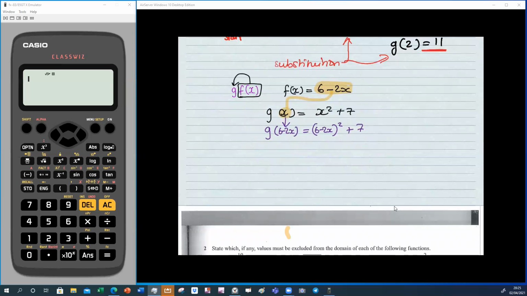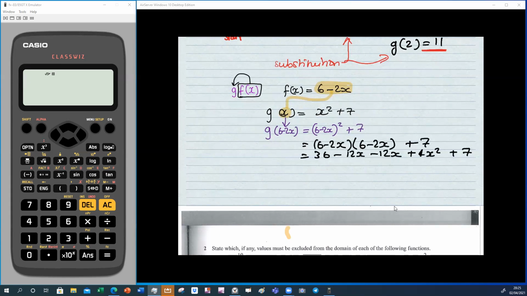Okay. So you're saying write out the 2 brackets, 6 minus 2x. Everybody write it down, please. 6 minus 2x plus 7. So what? Come on, expand it for me. You get 36 minus 12x, then minus 12x again, and plus 4x squared plus 7.